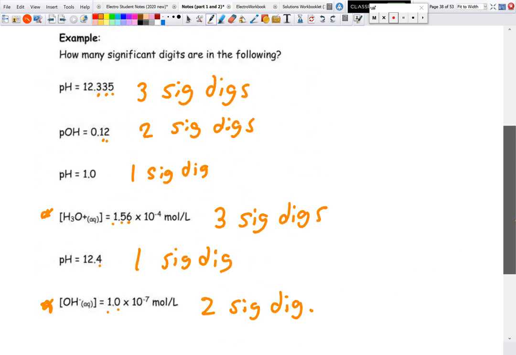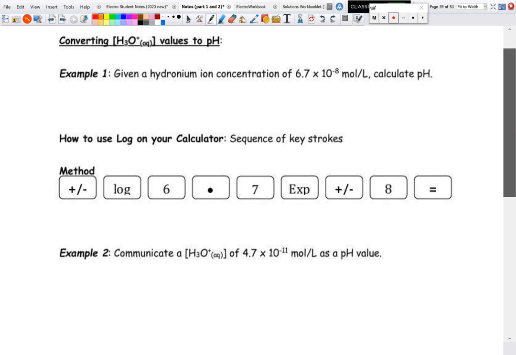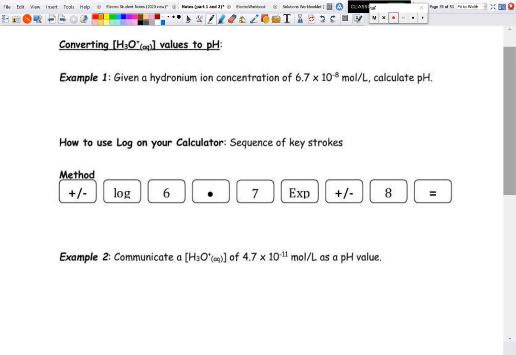All right, just be careful with these, because this is definitely going to play a huge role when we get into our calculations. Now, as I said before, if we are given, for example, example 1, we're going to use the equation on the previous page. Given a hydronium ion concentration of 6.8 times 10 to the power negative 8 moles per liter, calculate the pH. First thing, this is a concentration, so there are 2 significant digits in this one.